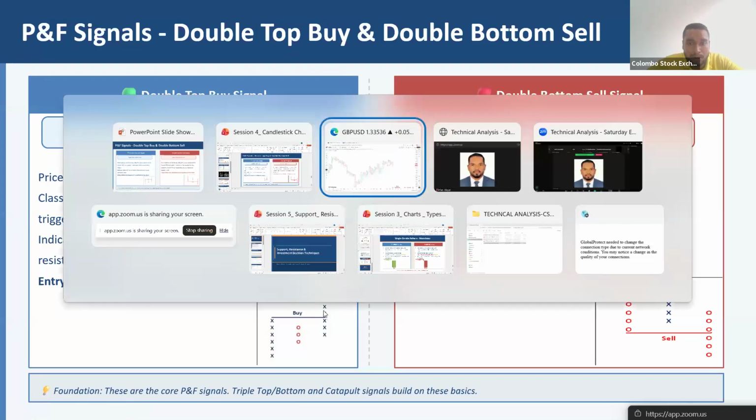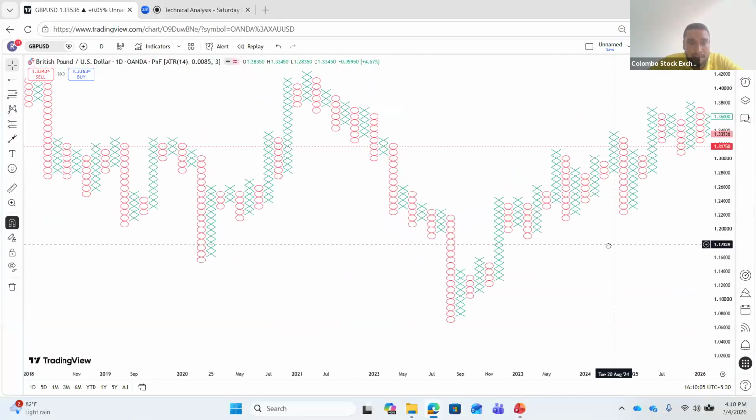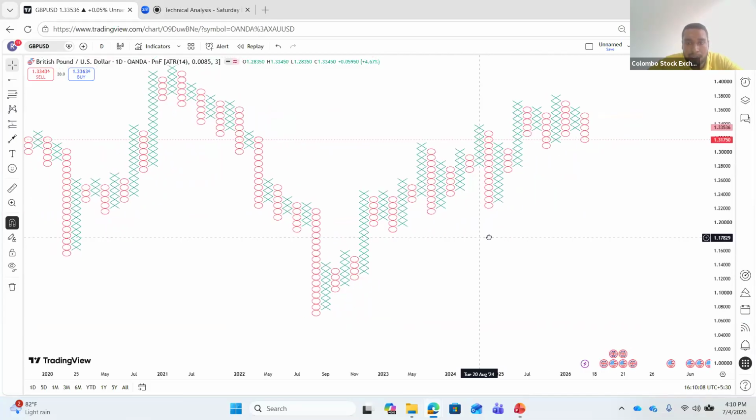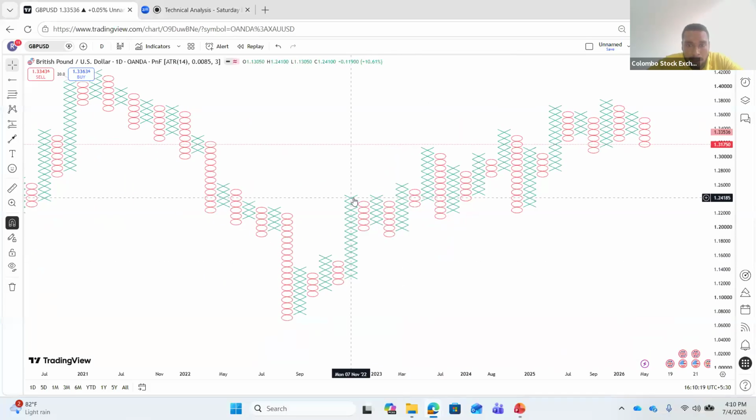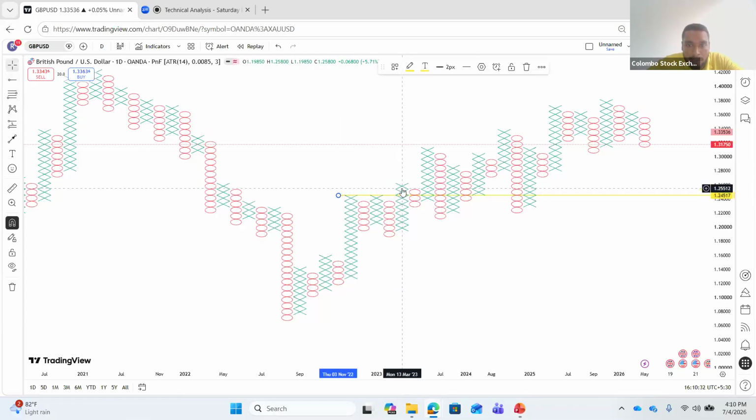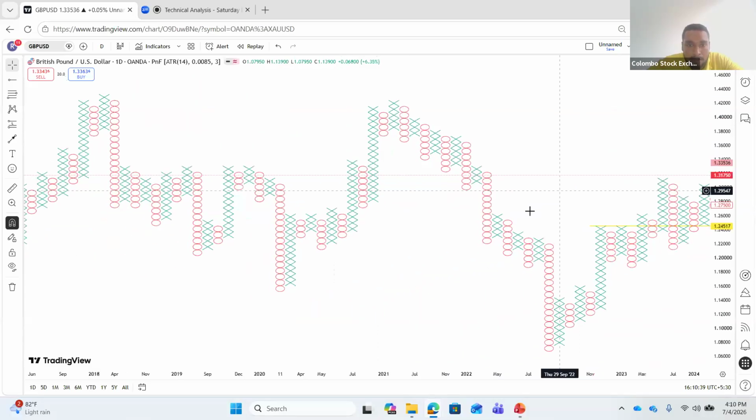So in this case, let's look at the chart and see a double top buy signal. Here you see a column of X's and the price has reversed, but again the price has failed to pass that level, right? Failed to pass that level. Here the price has passed that level at this point, so that's a breakout.